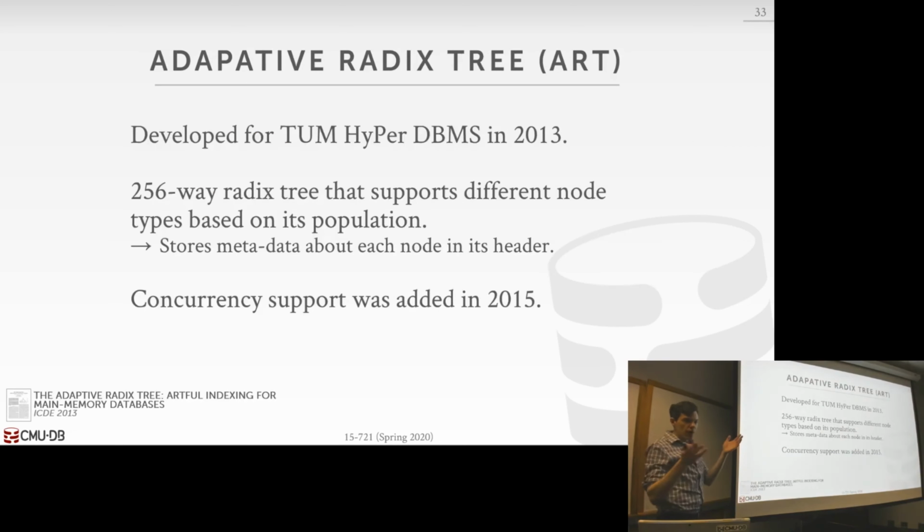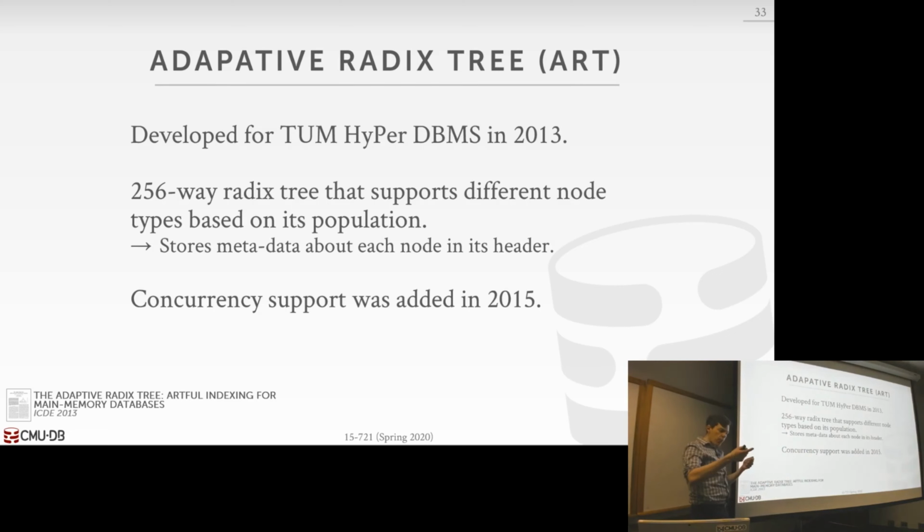You're just storing pointers to everything. All right, so HyPer now is ART, a variant of a radix tree that is going to do the same kind of adaptation that Judy does, but it's specifically designed for database systems, meaning it's meant to be an index that points to tuples, whereas the Judy array is meant to be a general purpose array that's the final resting space of data.